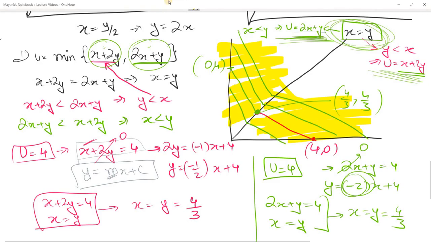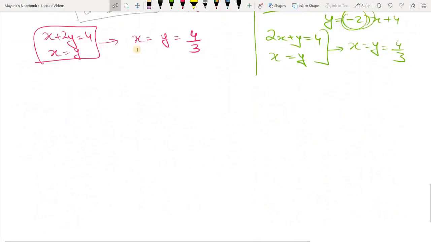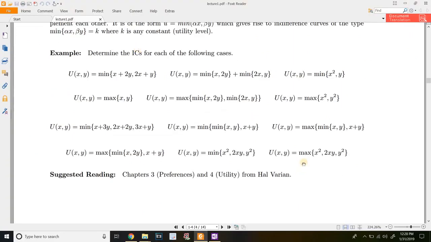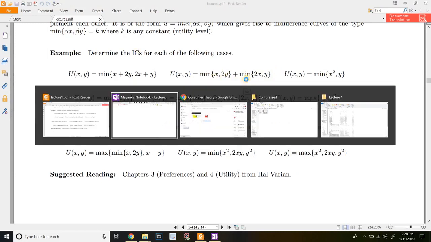So let's look at the next problem now. Min of x comma 2y plus min of 2x comma y.